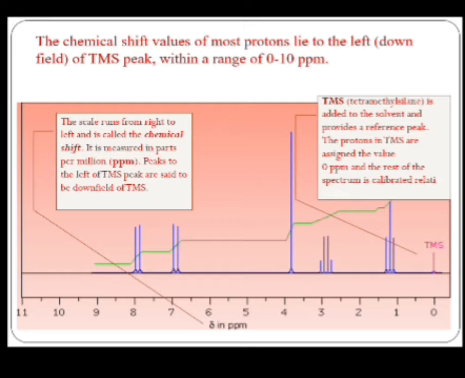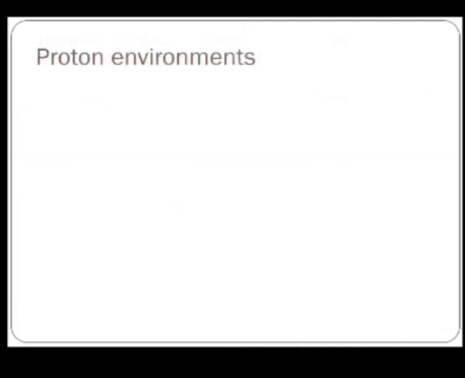Then the scale runs from right to left, called the chemical shift. Always remember, right to left. Okay. It is measured in parts per million. Peaks to the left of the TMS peak are said to be downfield of TMS, isn't it? The left side peaks are known as downfield. Downfield means higher delta value and upfield means lower delta value. Always remember that.